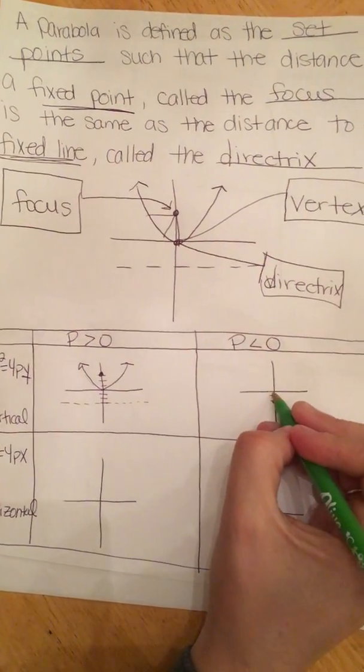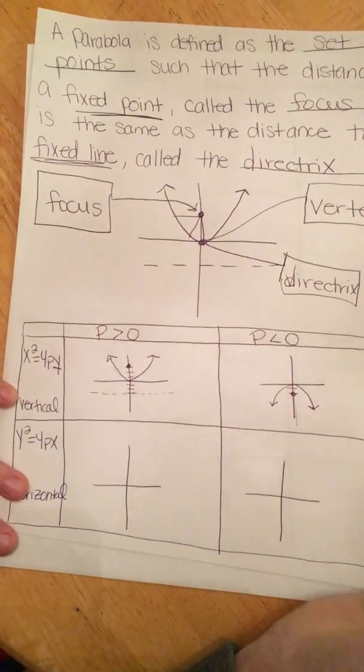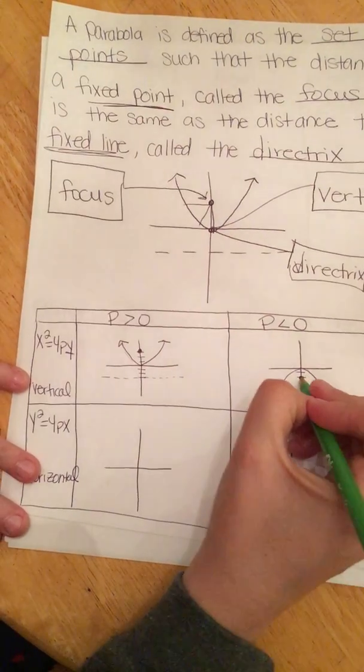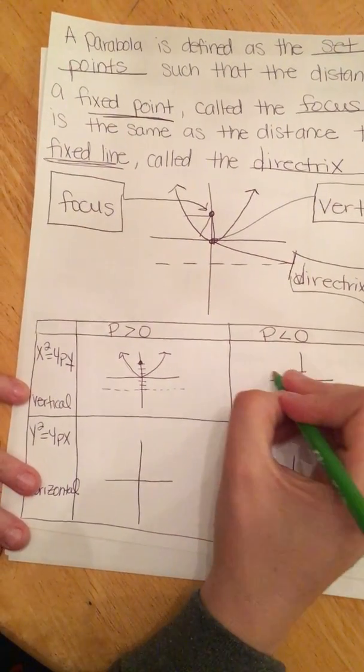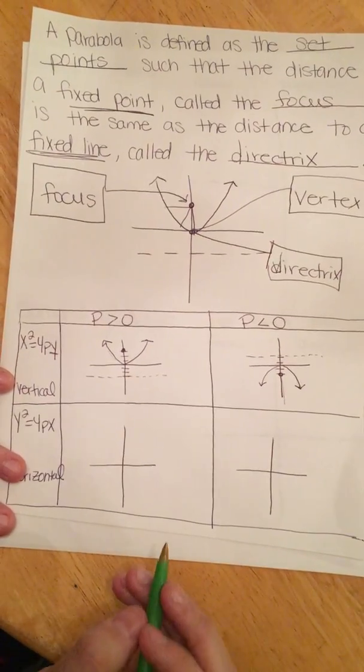And again, your parabola is going to focus on that point or hug that point. And the directrix is just going to move in the opposite direction. So if the focus is down 2, the directrix is going to be up 2. So there's not much thought that goes into those.